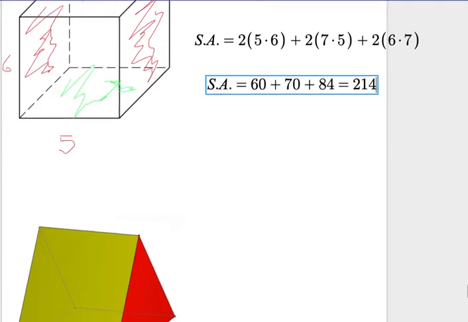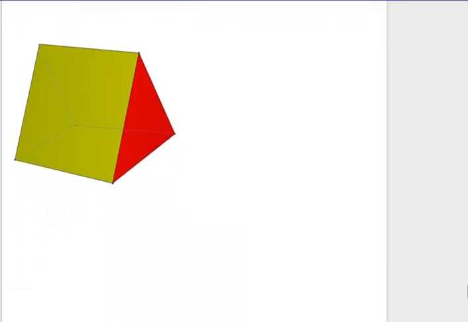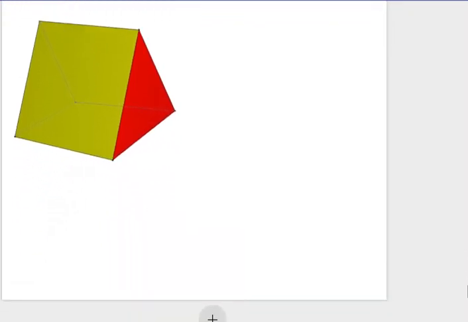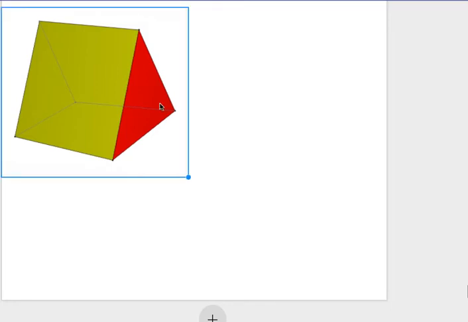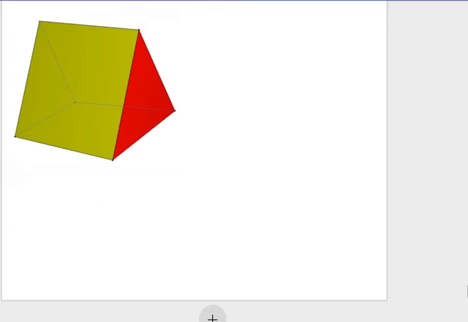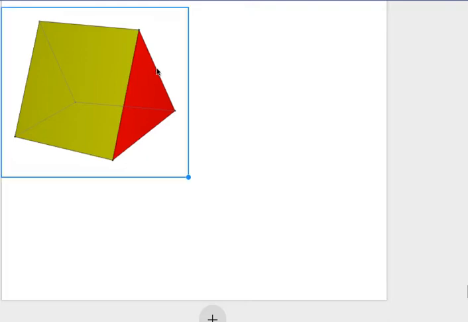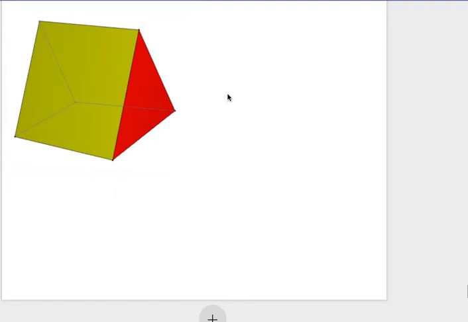All right, let's look at a triangular prism. So again, it's called a triangular prism because these two bases, this base and the one over here, are triangles. So it looks like I'm going to have 2 triangles, and then I have 1, 2, 3 rectangles. So there's a total of 5 pieces in this surface area.